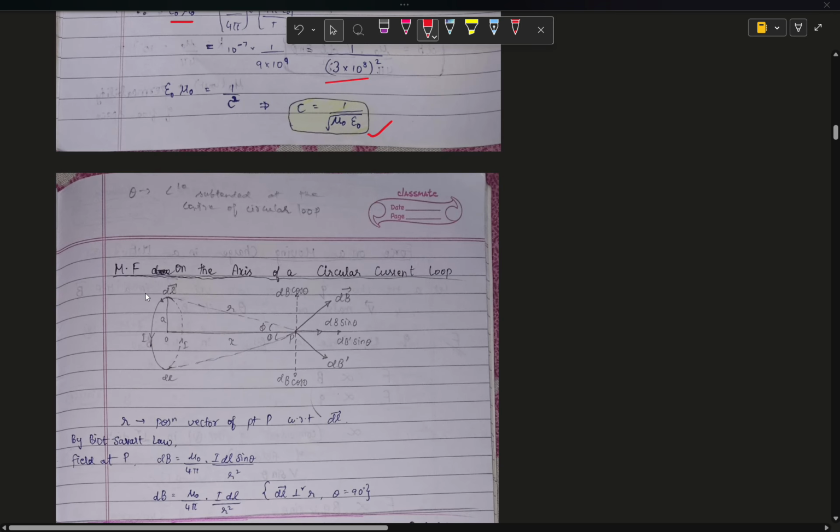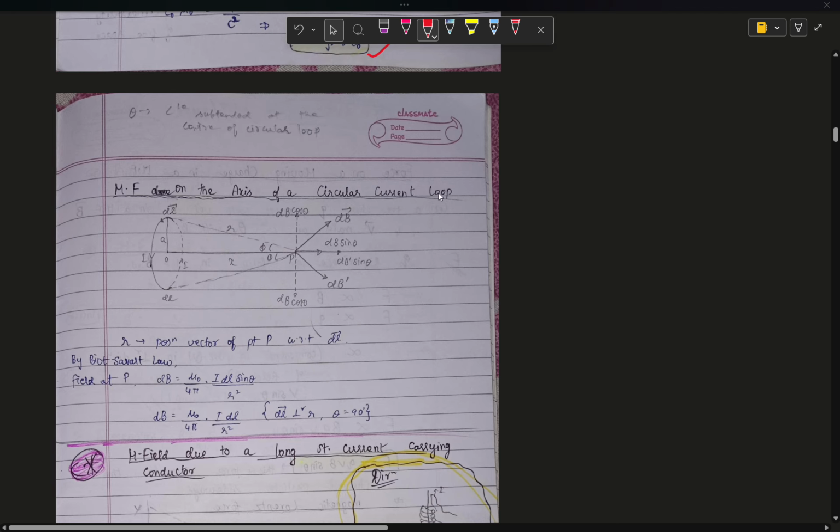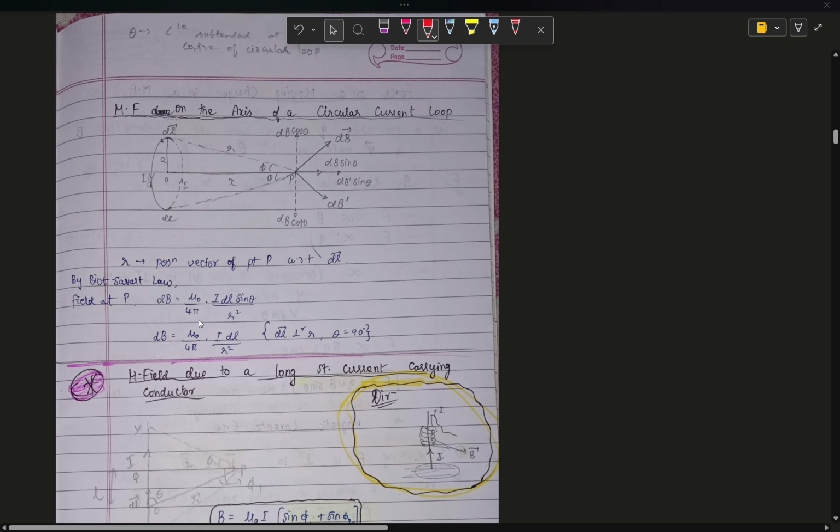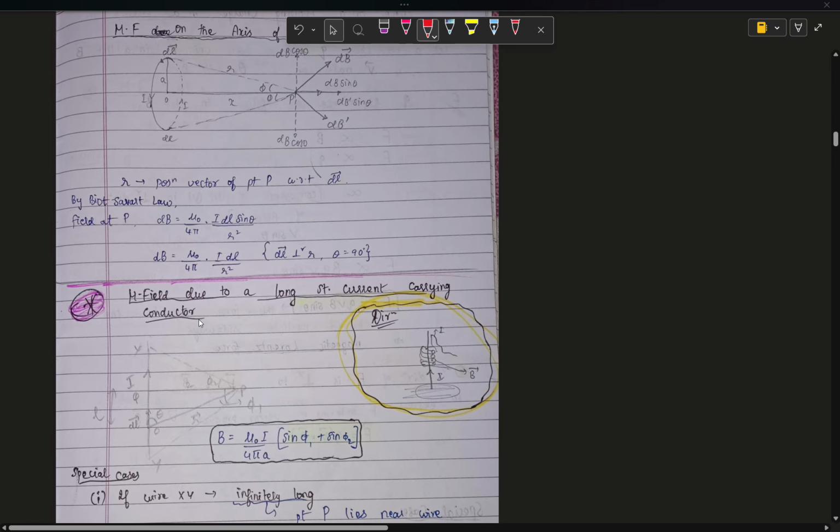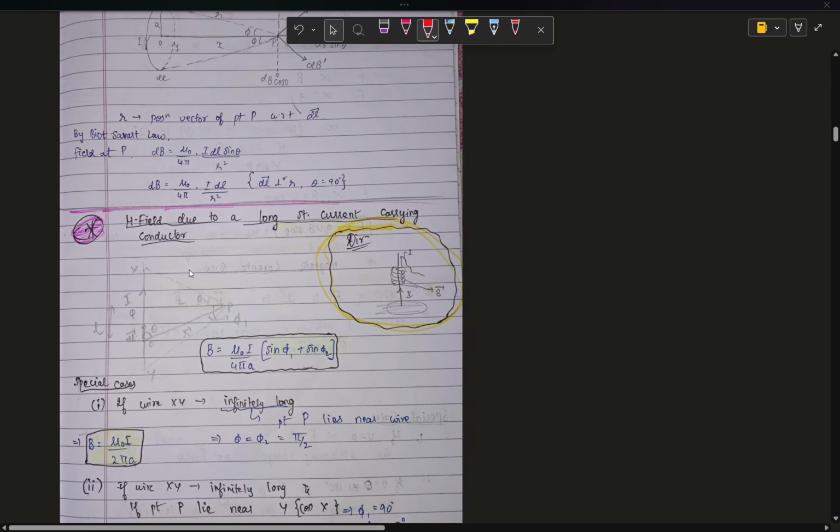Next, magnetic field on the axis of a circular current carrying loop. This is a loop, and on its axis, what would be the magnetic field? We will discuss this later. I have written it on the upcoming pages.